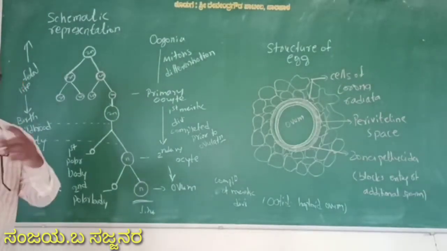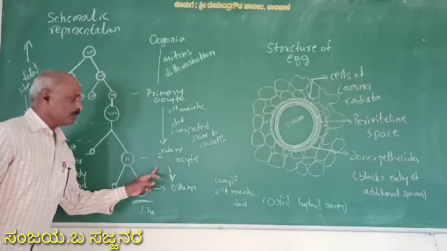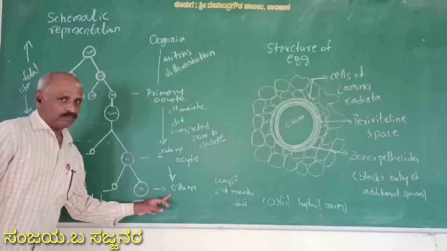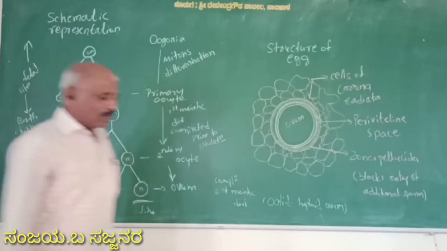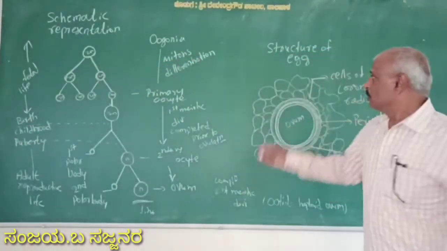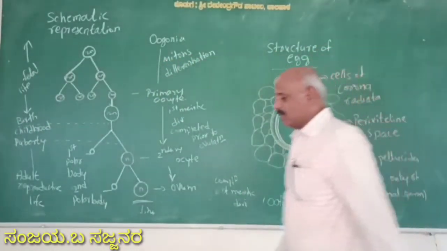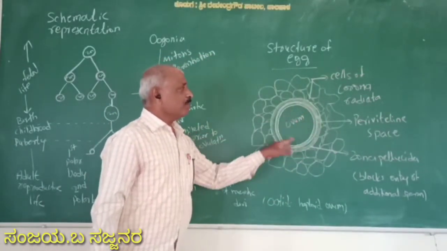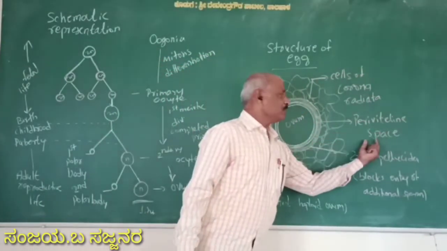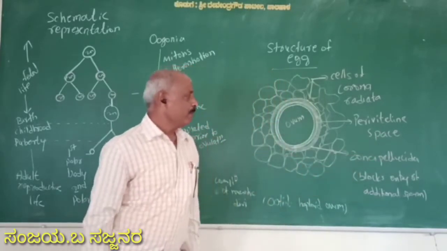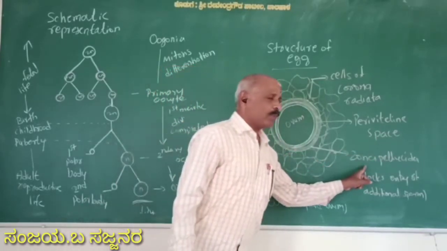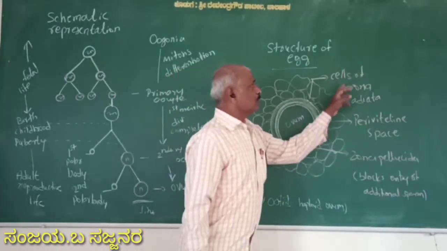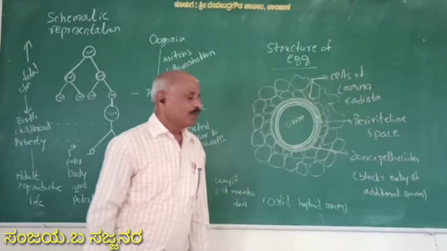Okay, I hope it is clear for you. The secondary oocyte gets converted into the ovum. Now you are observing the structure of the egg. It is very clear that the ovum is there. It is covered by the perivitelline space, a small gap, and it is covered by the zona pellucida, and this zona pellucida is covered by the cells of the corona radiata.